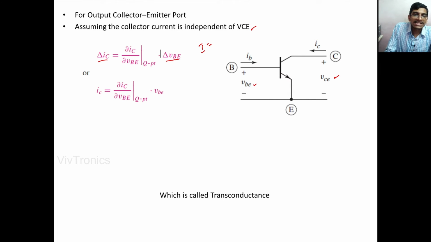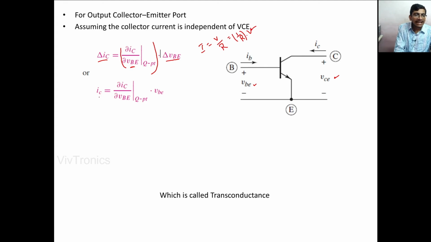We know that I is equal to V by R. Here V is the voltage and 1 by R is nothing but conductance. We can represent it like 1 by R into V, where 1 by R is a conductance. This is the conductance between the output current and input voltage, which can be called transconductance.